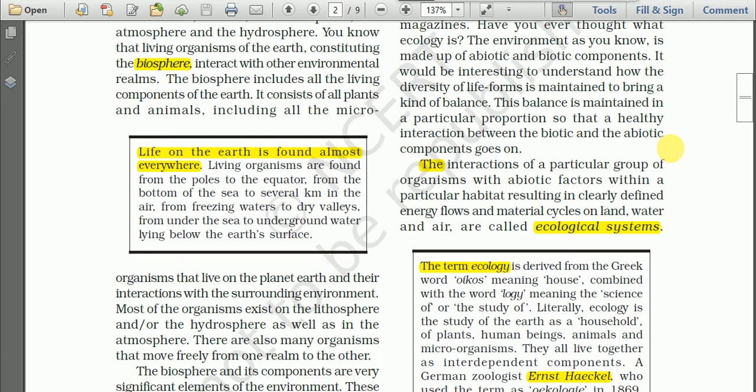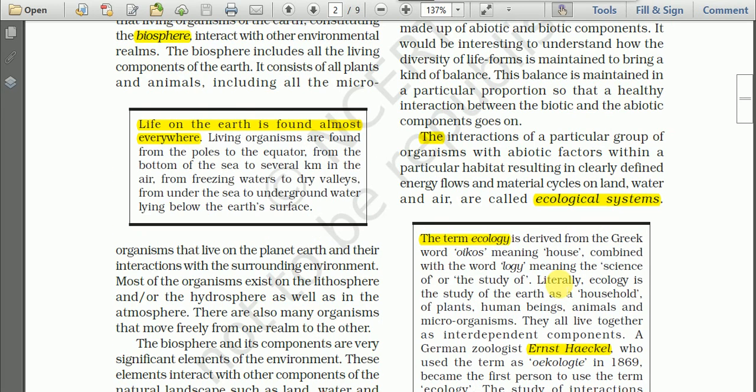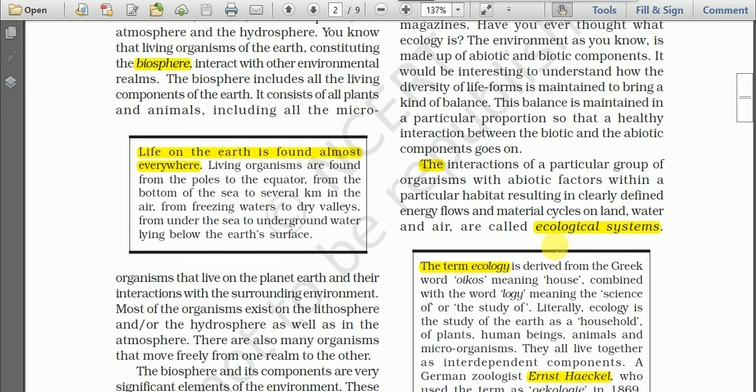Ecology is the scientific study of the interrelationship between living organisms and non-living organisms. It is the study of the interdependent relationship between these life forms and their physical environment. Interaction means interrelationship. And here we have to know one important term, that is ecological system or ecosystem.